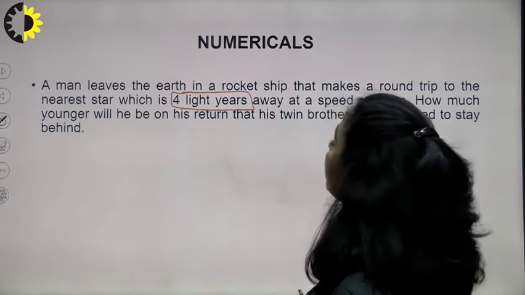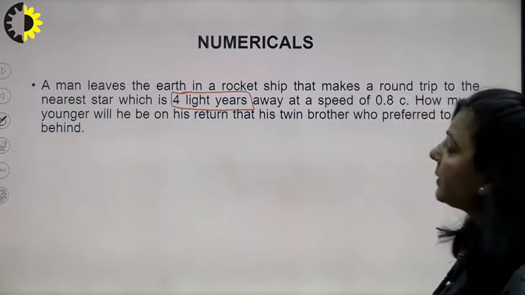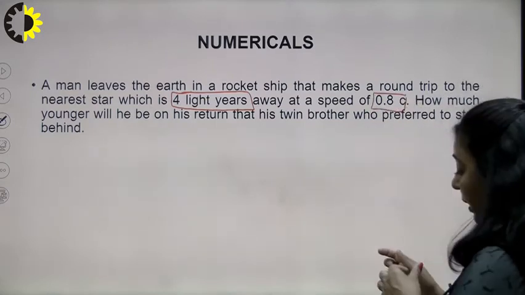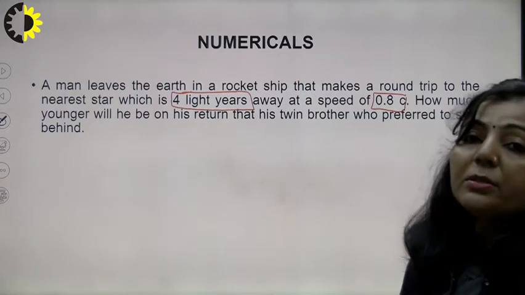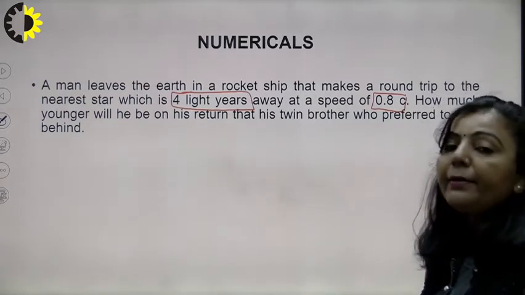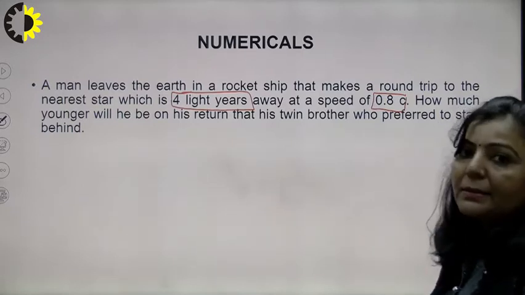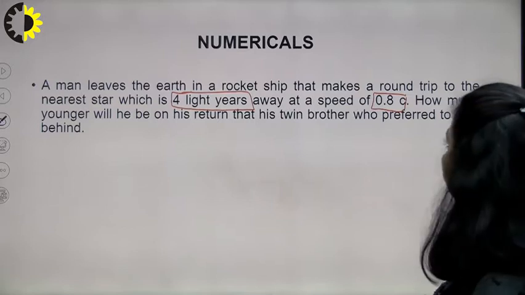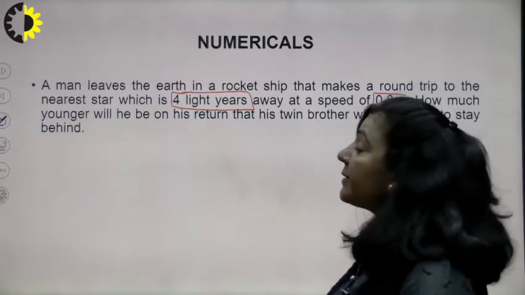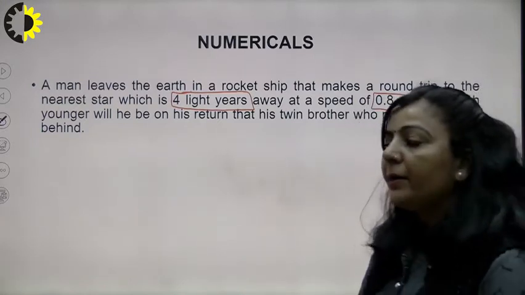A man leaves Earth in a rocket ship that makes a round trip to the nearest star, which is 4 light years away, at a speed of 0.8 c. Now this is interesting, that the rocket is traveling with a speed of 0.8 c. It means that the rocket is traveling with relativistic speed. So now the concepts of relativistic mechanics are applicable here. How much younger will he be on his return than his twin brother who preferred to stay behind?